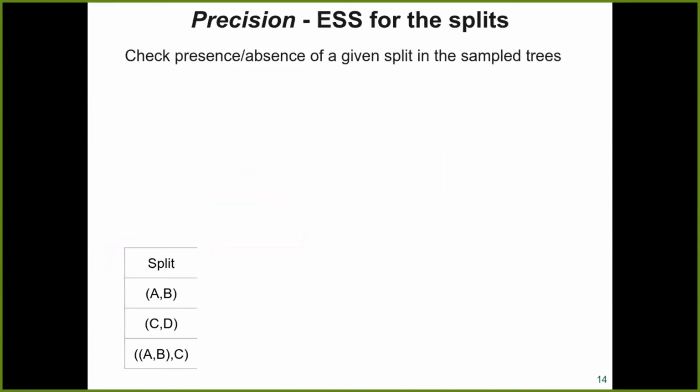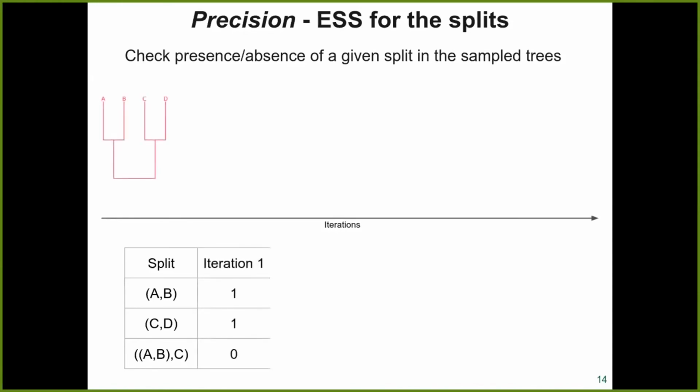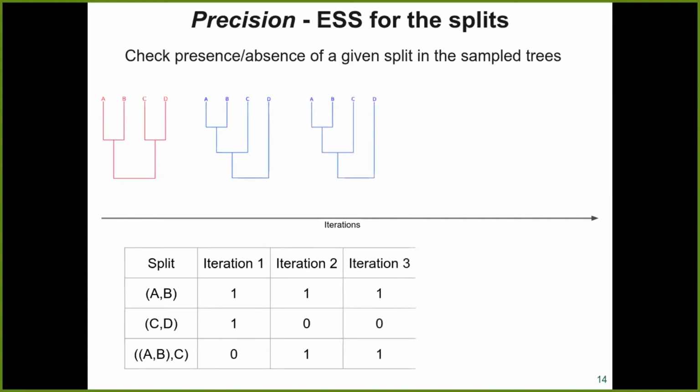In the case of the trees, we check the ESS for the splits. So we will check the presence or absence of a given split in the sample trees. We have our MCMC iterations, and we sample this red tree, and we check that we have the split AB and the split CD. So we attribute a value of 1 for the splits that we have and 0 for the splits that are not present. And as we sample trees, we do the same for the splits.